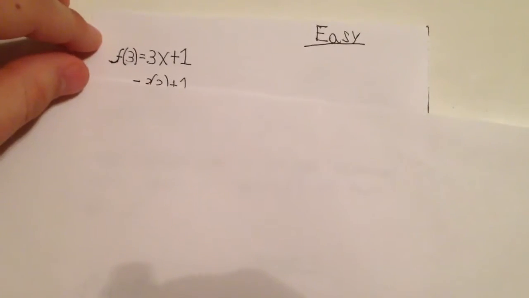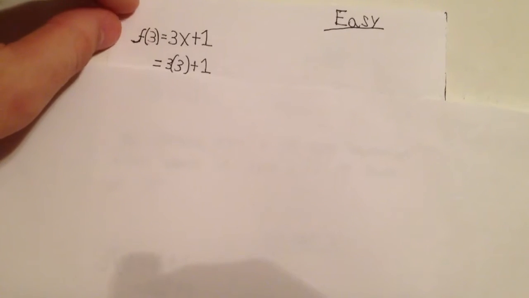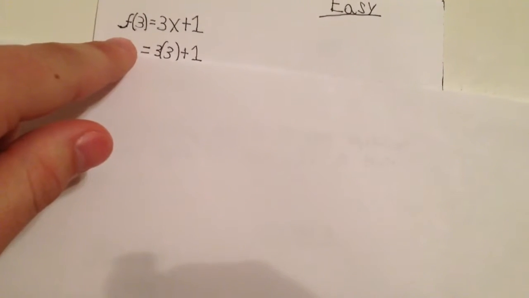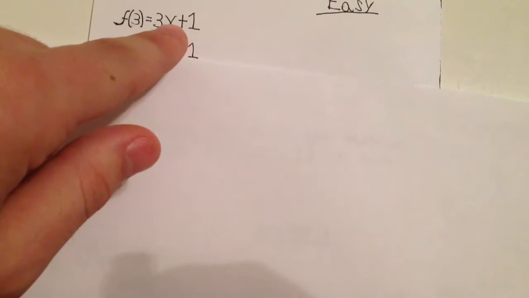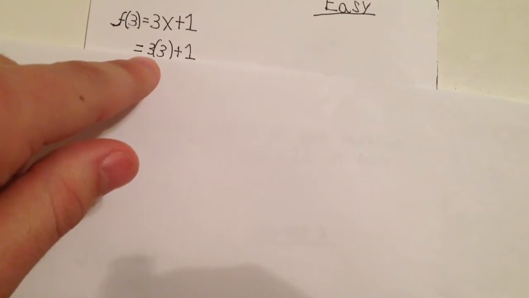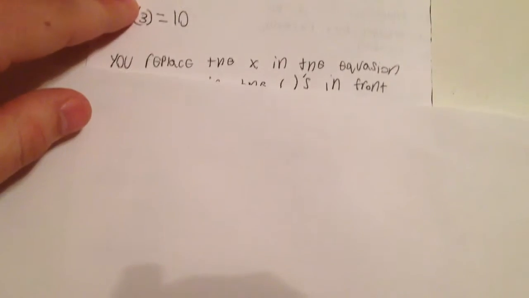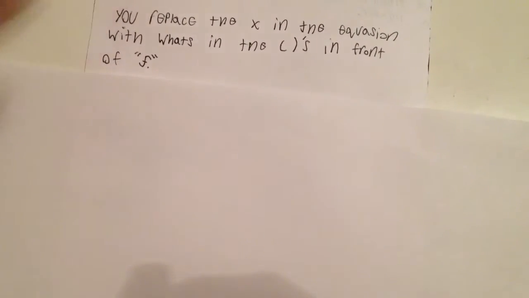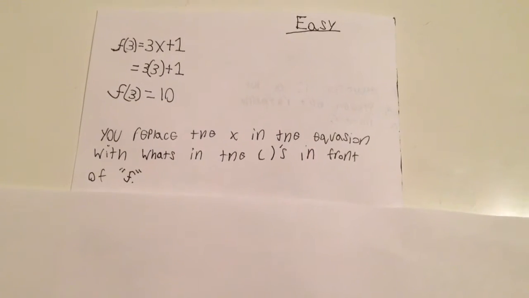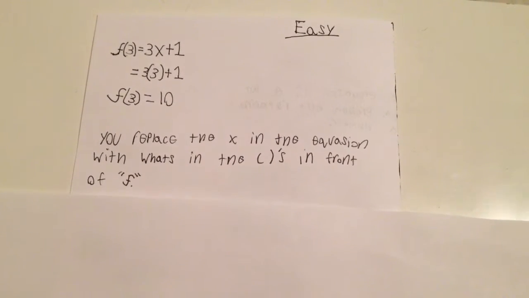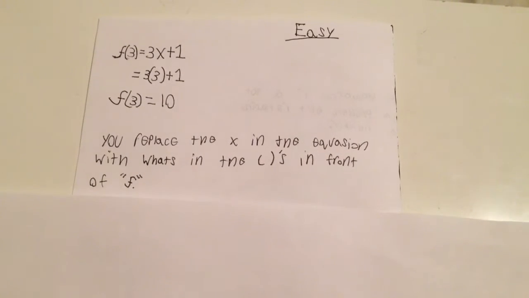Alright, first step is an easy equation. F of 3 equals 3x plus 1. And what you do to solve it is you take the 3 in front of the f and put it where x should be. So it would be 3 times 3 plus 1. And through that simple math, you would get f of 3 equals 10. How to solve these type of equations is you replace the x in the equation with what's in the parentheses in front of the f.